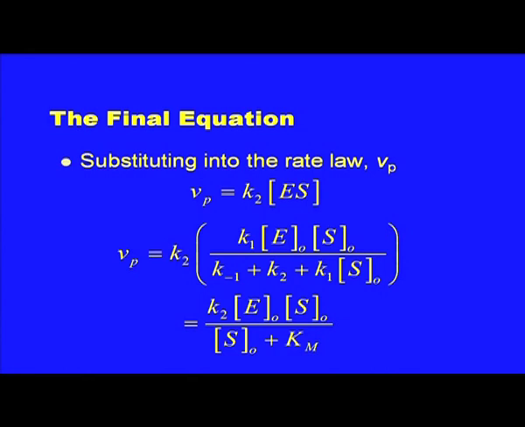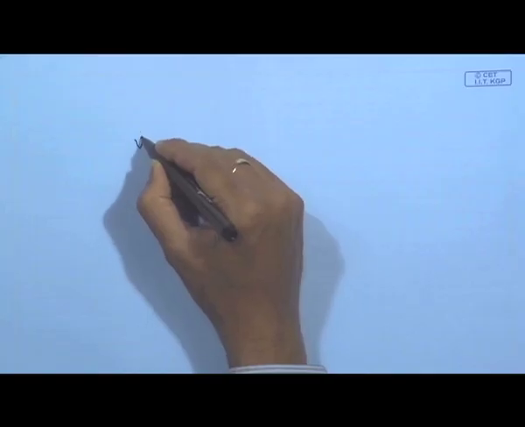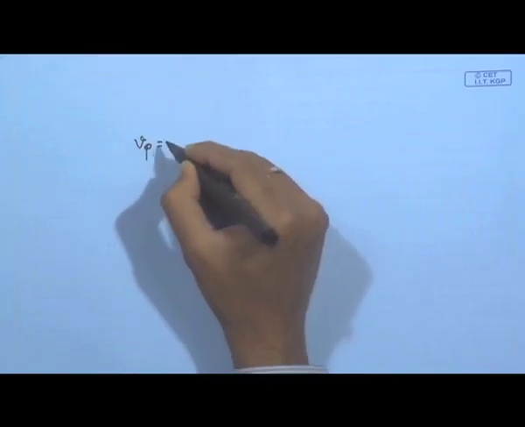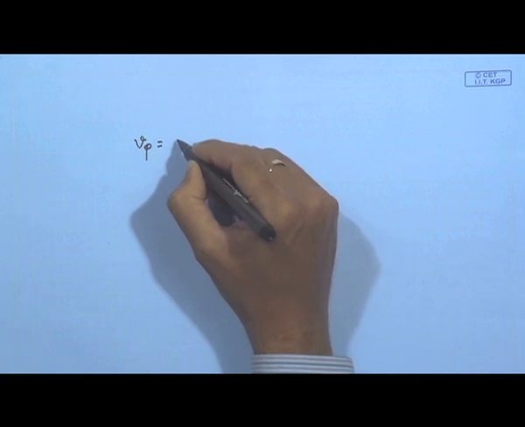So if we substitute, then your rate expression will be as follows. Let us write down the rate expression, that is, the rate of formation of product. So Vp, the velocity of product formation, is K2.